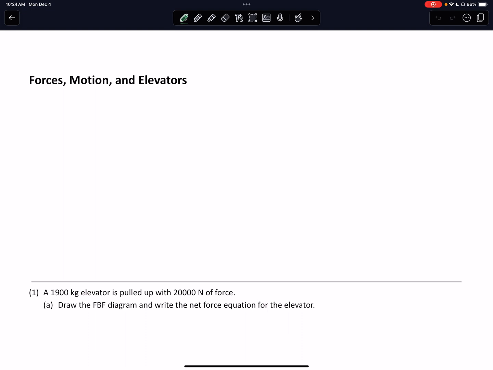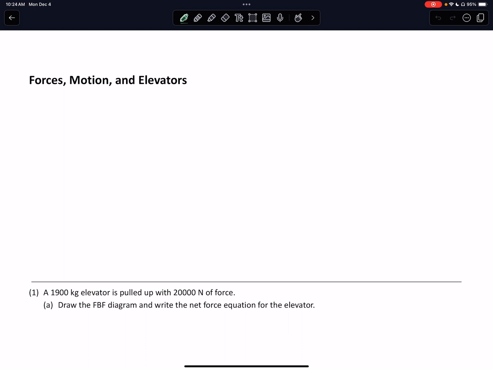This one's going to look at forces and motion and how they relate to elevators. So elevators is an interesting case. Most of us have ridden in an elevator at some point or another in our lives, and hopefully you have recognized that you feel a little bit differently when the elevator goes up versus going down, particularly if it's moving at pretty high speeds.